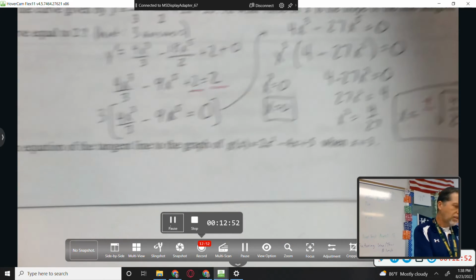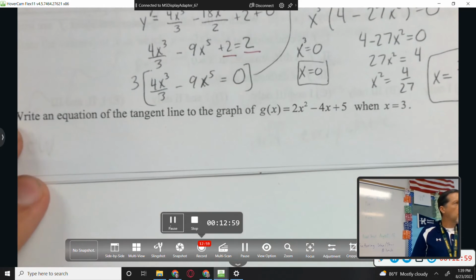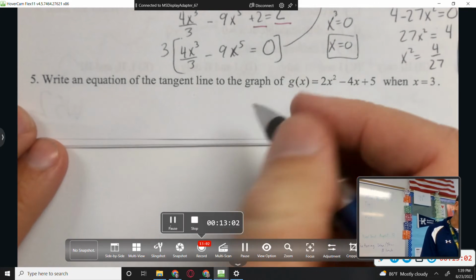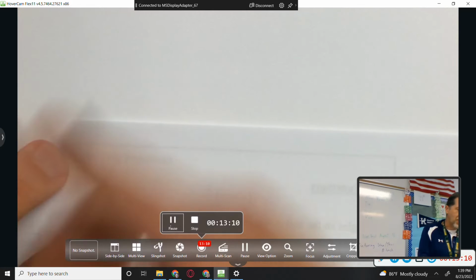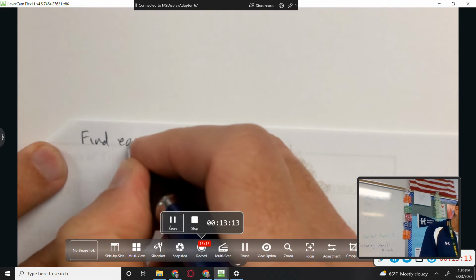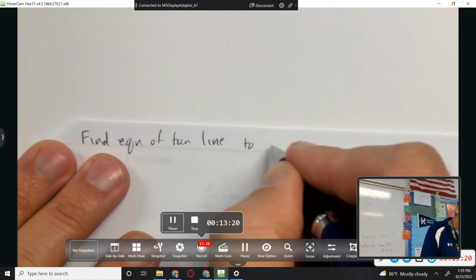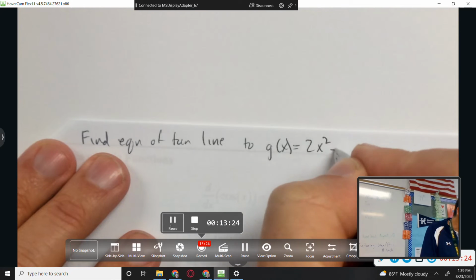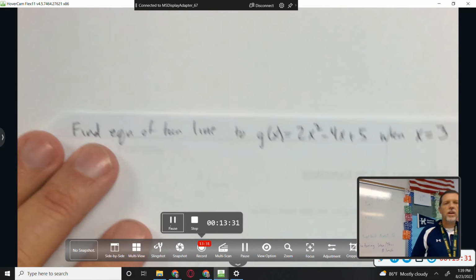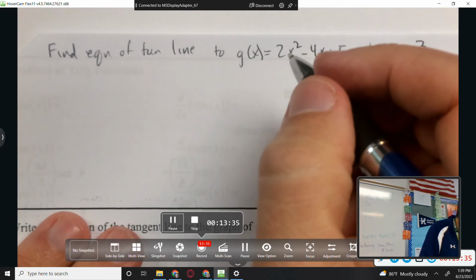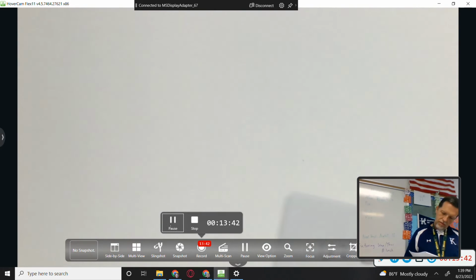Alright, number 5. We haven't done one quite like number 5. Write an equation of the tangent line. This was supposed to copy on to the top of the next page, so I'm going to start it over there. Find the equation of the tangent line to g of x equals 2x squared minus 4x plus 5 when x equals 3. I think it's 2x squared.